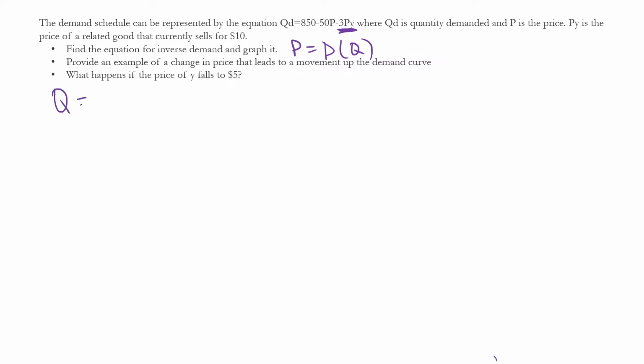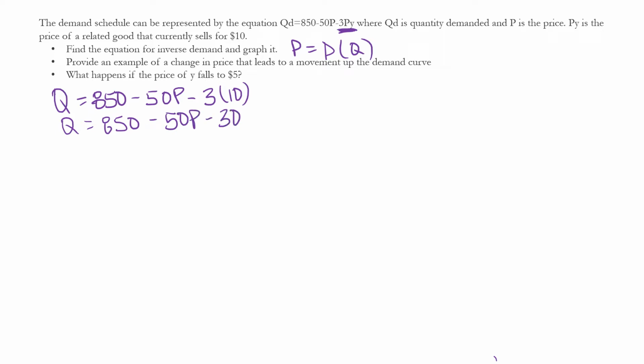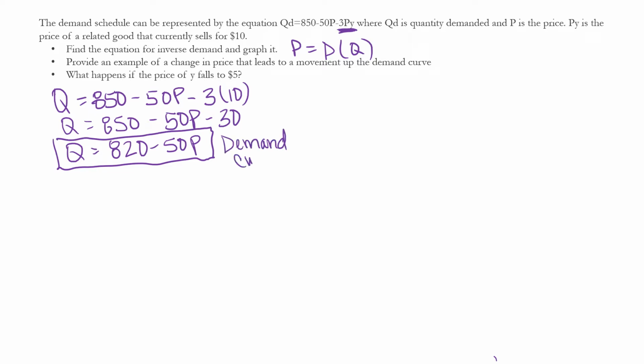So I've got Q is equal to 850 minus 50P minus 3 times the price of Y, but we know the price of Y, and it's 10. So we have Q equals 850 minus 50P minus 30. So Q is equal to 820 minus 50P. Okay, this is the demand curve. But I want the inverse demand curve because that is what I'm going to graph. So now I'm going to solve this equation for P.